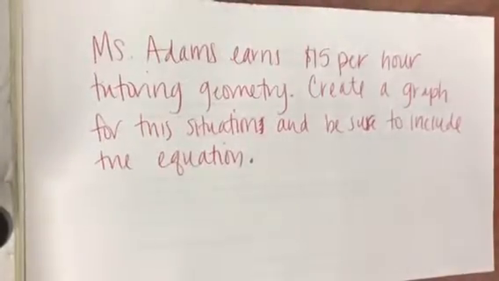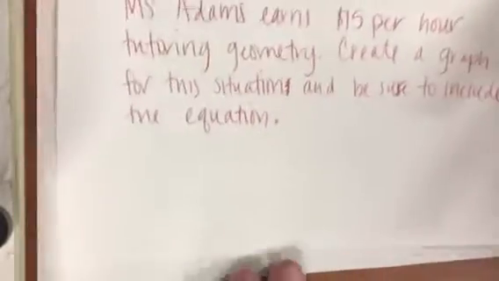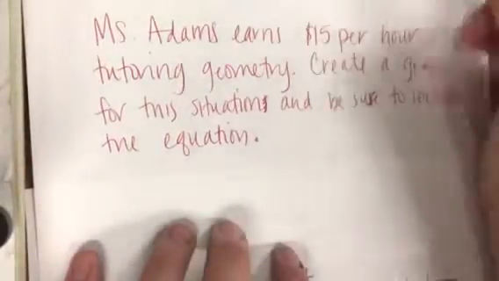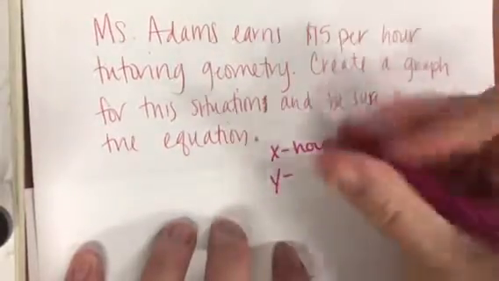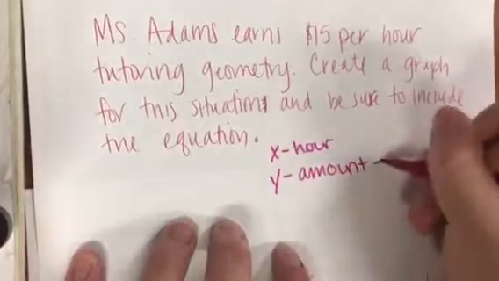Miss Adams earns $15 per hour for tutoring geometry. Create a graph for the situation and be sure to include the equation. Okay, how should I start that? Well, if it's $15 per hour, I think that my variable is going to be the per hour. Okay, so hours is the variable, so X is hours. What's Y? Y is going to be the amount of money that she makes. Amount earned.